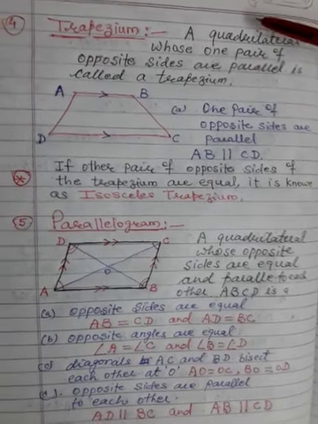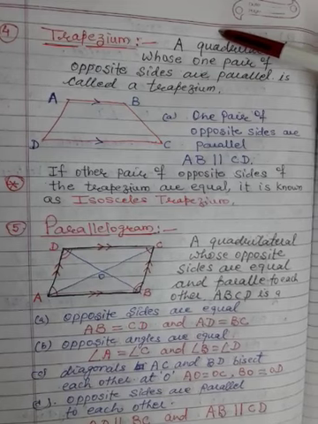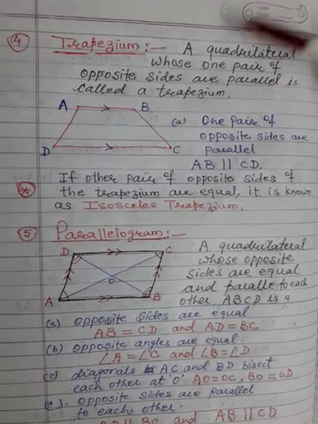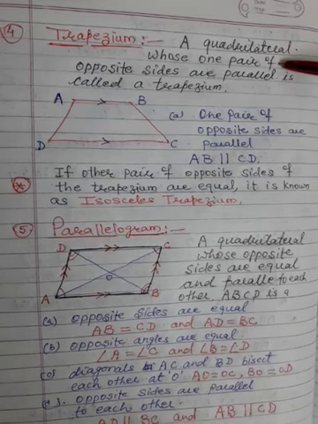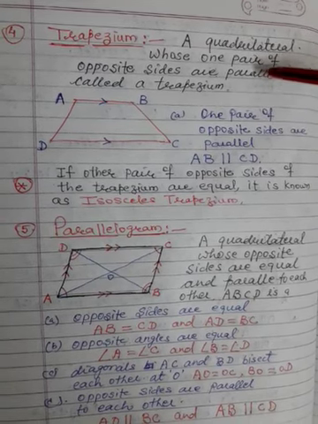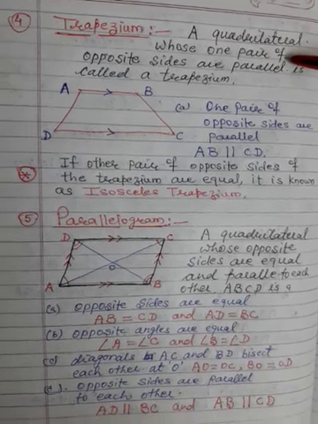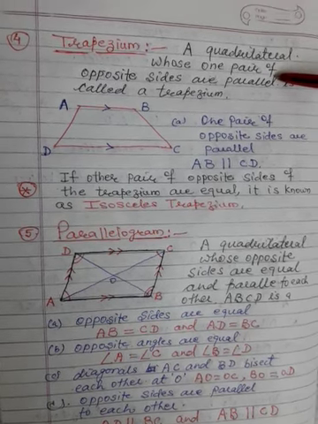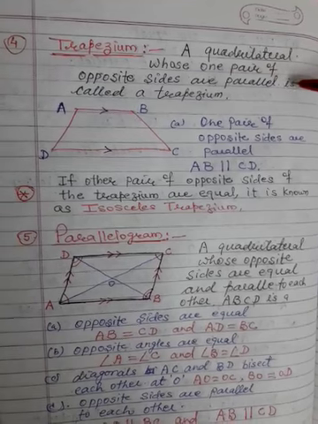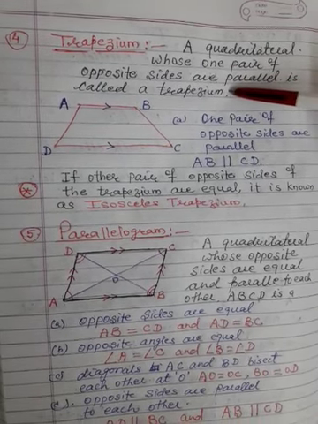Next, the fourth one is the trapezium. Very simple, only one property is there. A quadrilateral whose one pair of opposite sides are parallel. One pair, that is the important word. A quadrilateral whose one pair of opposite sides are parallel is called a trapezium.